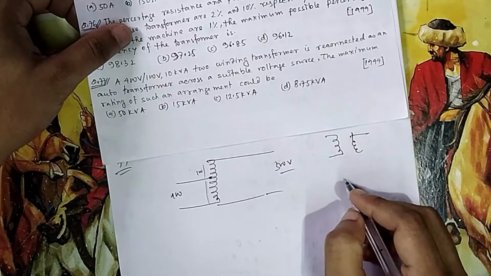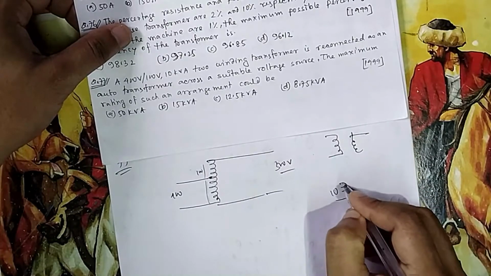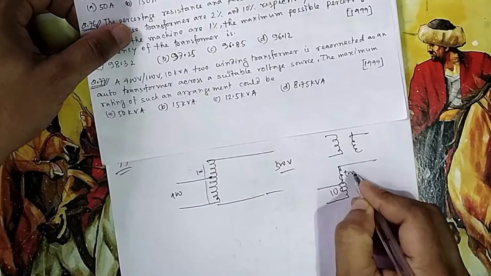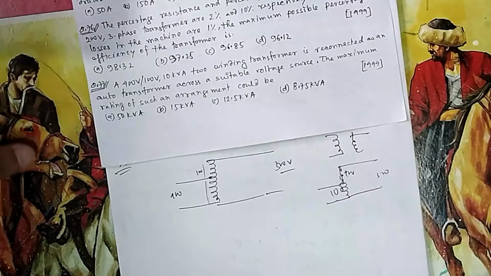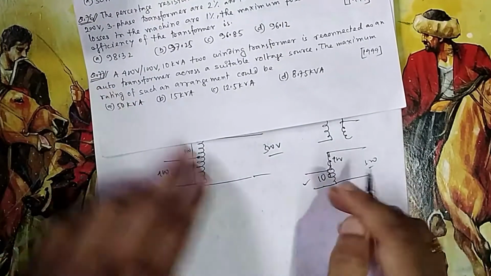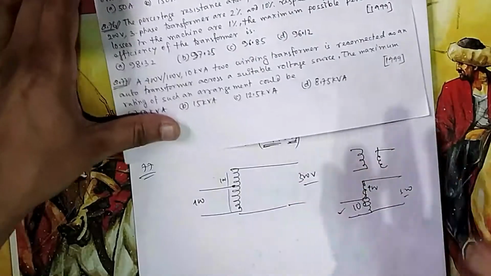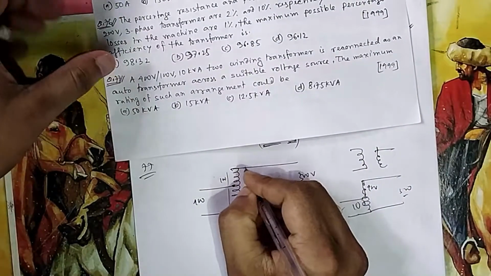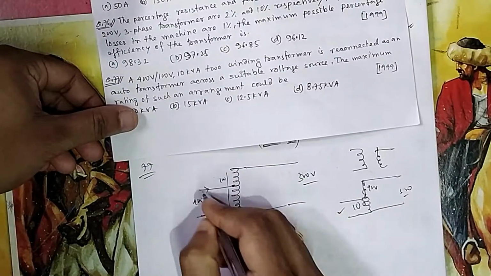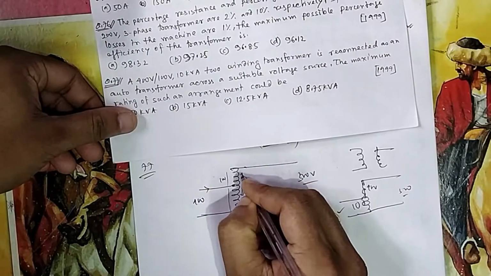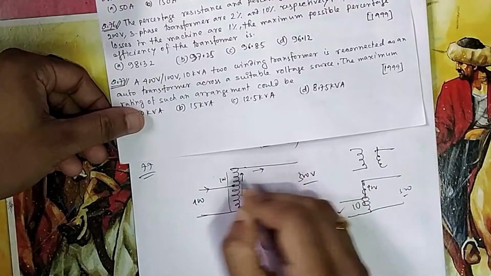Someone can think of it this way also: I will place the 100 here, and then the 400 here. That also works, but that will not give maximum kVA. For maximum kVA, your voltages should be maximum on both sides. So 400, 500, this is the maximum. Now for this type of rating, you see how much current you can push through this. Suppose current is coming from this side, some current will flow through this side, some current will flow through this side. This is my output current.